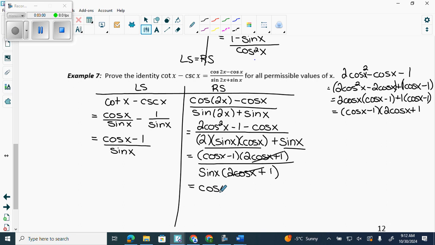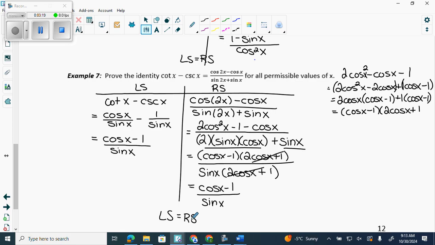Cos x minus 1 over sine x. Now would she say they match? Yes. So LS equals RS. Don't forget this, you'd lose 0.5. It's the easiest 0.5 to get, also the easiest 0.5 to lose. Okay?